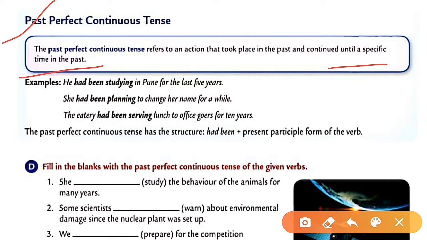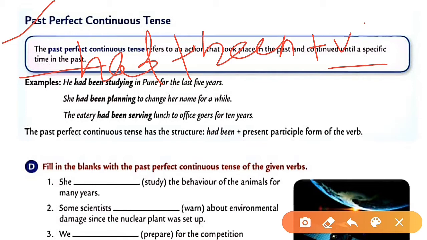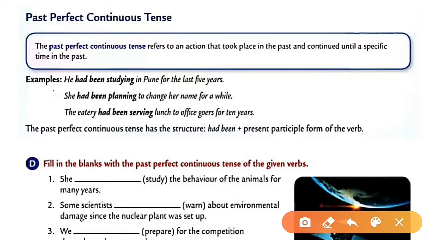The form of past perfect continuous tense is had plus been plus verb-ing. Example of past perfect continuous tense: he had been studying in Pune for the last 5 years. Means he started studying in Pune 5 years back, and it was completed, right? Five continuous years he was studying in Pune in the past. She had been planning to change her name for a while, in that way.